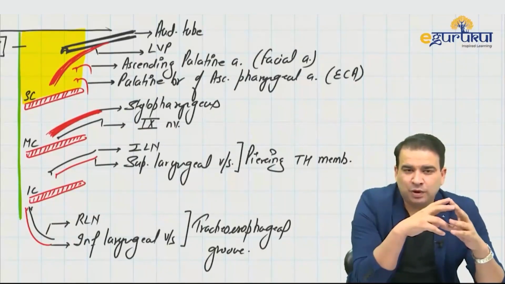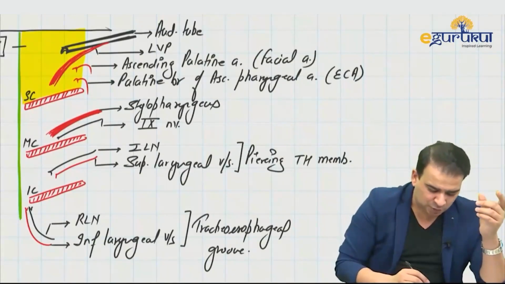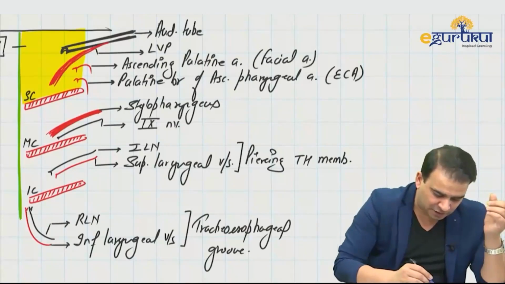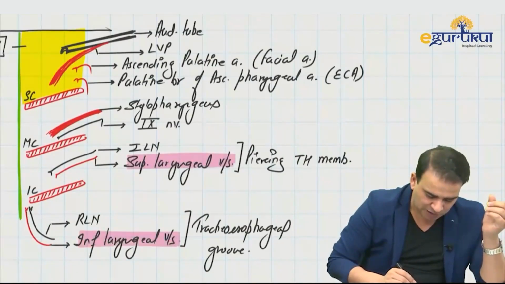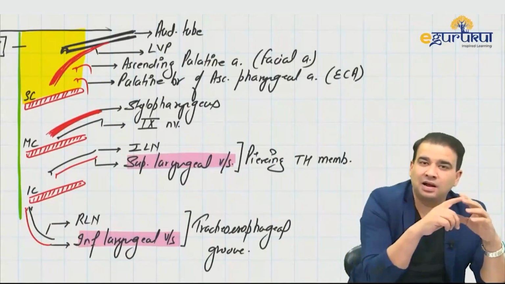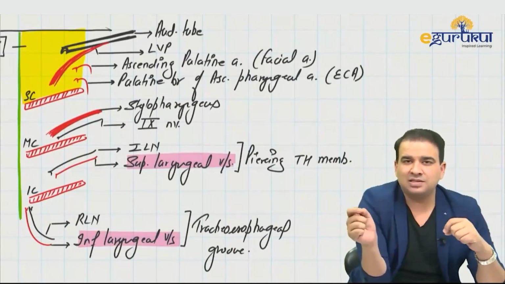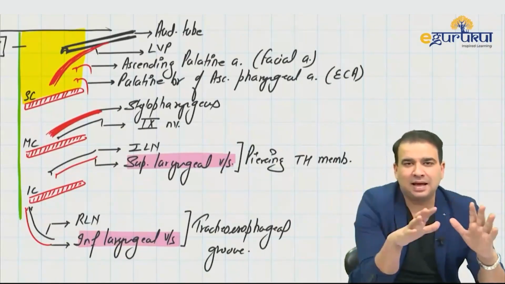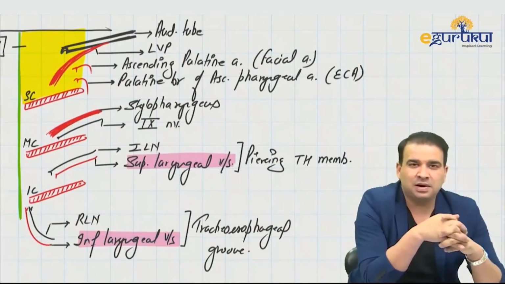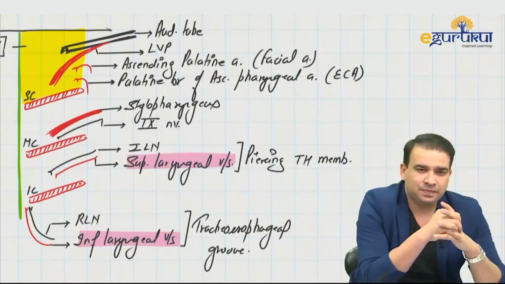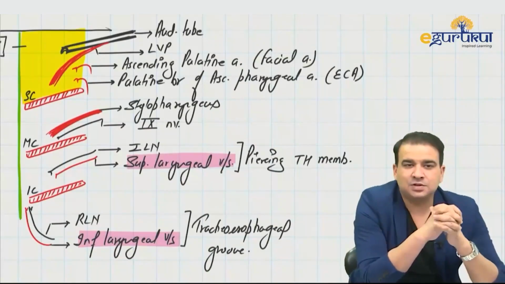For the last two, just to remind you once again, guys, superior laryngeal and inferior laryngeal. Superior laryngeal vessel or superior laryngeal artery is a branch of superior thyroid. Inferior laryngeal artery is a branch of inferior thyroid. It is as simple as it goes. Superior laryngeal branch of superior thyroid, inferior laryngeal branch of inferior thyroid artery. So this is about the structures passing between the constrictor muscles.